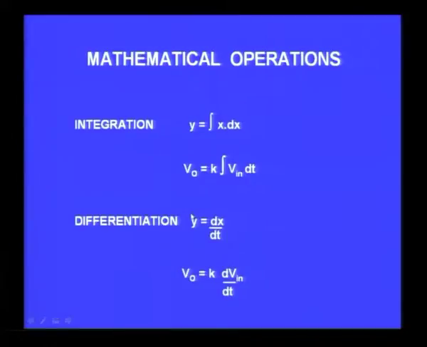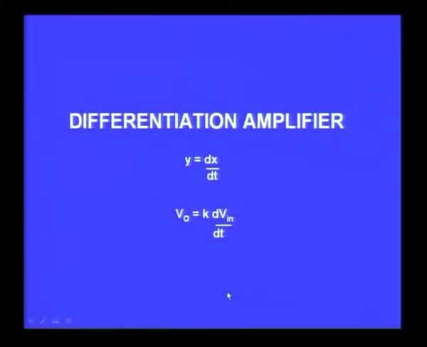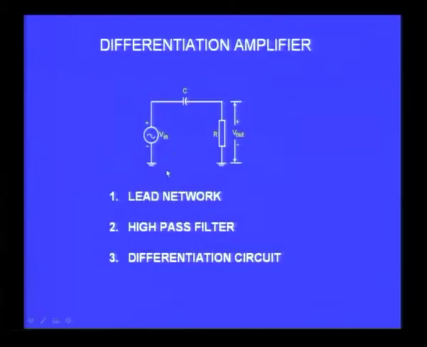Today we will discuss the differentiation circuit, where the output voltage is going to be some constant multiplied by the time derivative of the input voltage, dV in by dt. V output is equal to k times dV in by dt. How do we do that? To understand that, you can recall some of the earlier circuits that we have already seen.